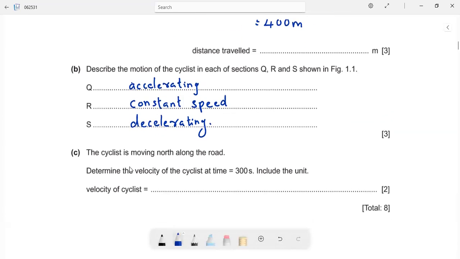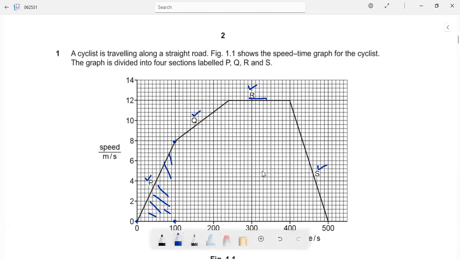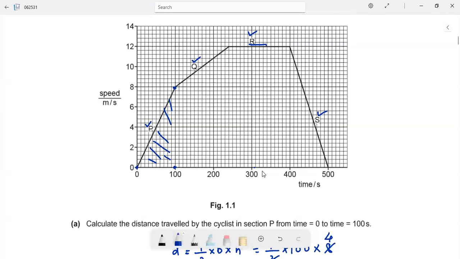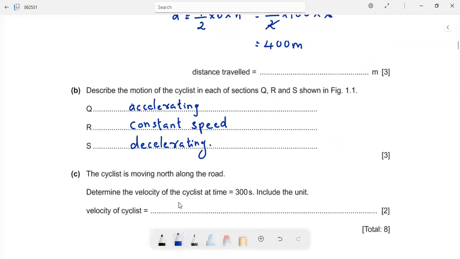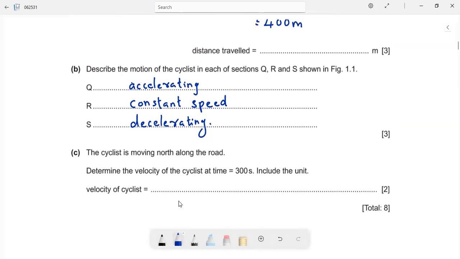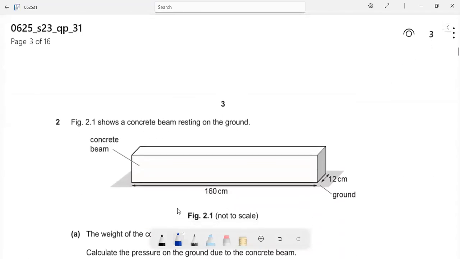Next, the cyclist is moving north along the road. Determine the velocity of the cyclist at the time 300 seconds, include the unit. We can see here at 300 seconds, the speed is 12 meter per second, and it is in the north direction. So the velocity of the cyclist is 12 meter per second north.